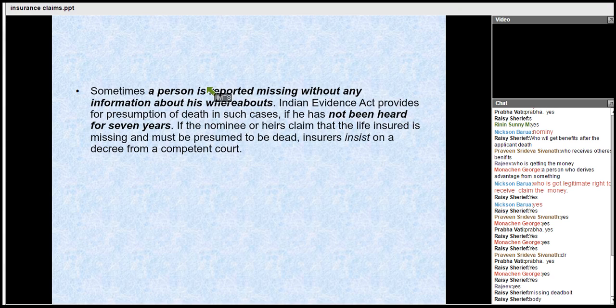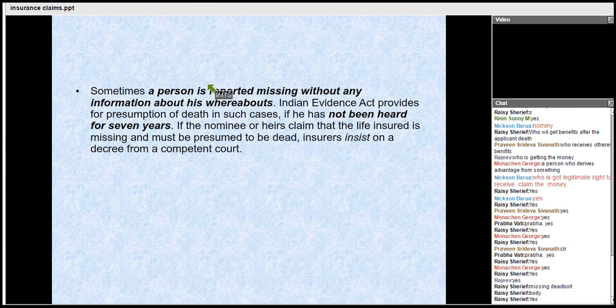Sometimes a person is reported missing without any information about his whereabouts. The Indian Evidence Act provides for presumption of death in such cases if he has not been heard from for 7 years. So if I get lost and my family members don't get any news about me for 7 years, I will be declared as dead, as per the Indian law. Fine. Accidents and disability. If I have purchased a policy, then after 7 years I will be declared as dead, and the beneficiaries can claim the benefits of that policy.